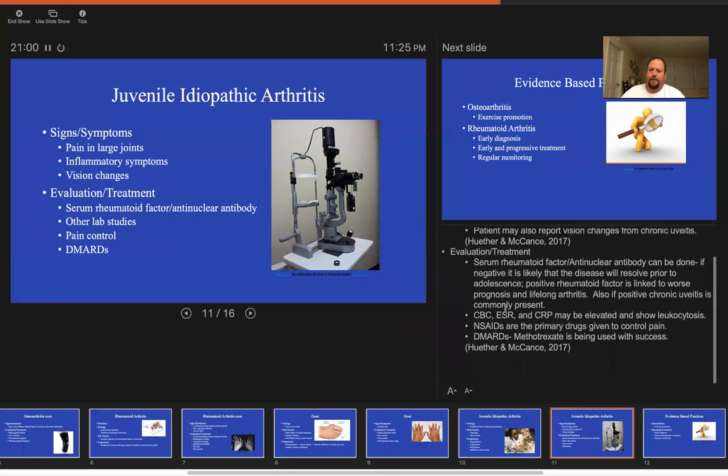Evaluation and treatment. Serum rheumatoid factor and antinuclear antibody tests can be done. If negative, it is likely the disease will resolve prior to adolescence. Positive rheumatoid factor is linked to a worse prognosis of lifelong arthritis. Also, if it's positive, chronic uveitis is commonly present. CBC, ESR, and CRP may be evaluated to show leukocytosis and inflammation. NSAIDs are the primary drugs to control pain, and DMARDs, such as methotrexate, can also be used with success.